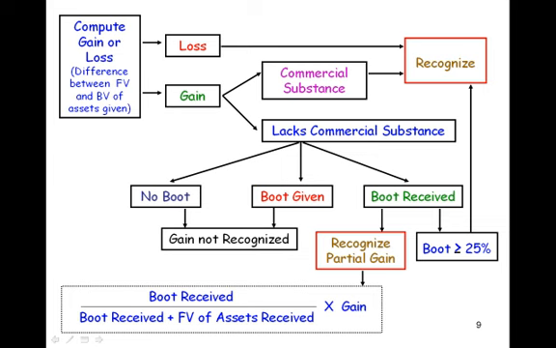It looks like a lot of stuff going on here, doesn't it? But all of this can be summarized quite simply as all losses are recognized. All gains are recognized, except when the exchange lacks commercial substance. In that case, the gain or partial gain is recognized only when cash is received. How much gain is recognized depends on how much cash is received.